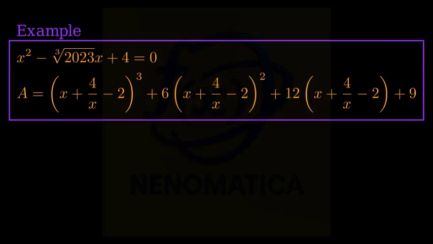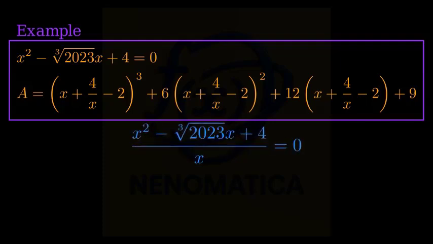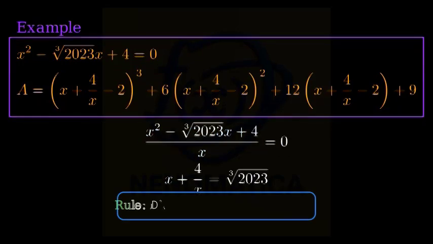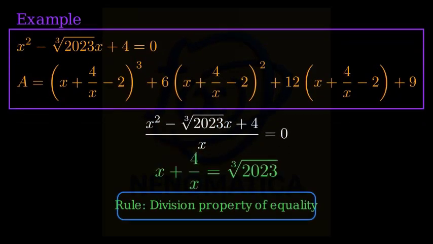Step 1. We start from the quadratic x squared minus the cube root of 2023 times x plus 4 equals 0. Because the constant term is 4, we can confirm x is not 0. That allows us to safely divide the entire equation by x. Let's divide each term by x. Now collect terms to isolate the useful sum: x plus 4 over x equals the cube root of 2023.